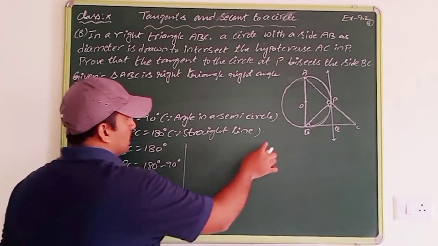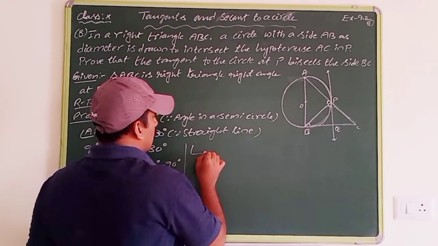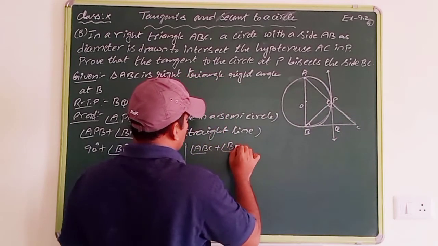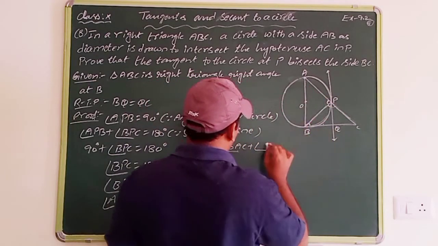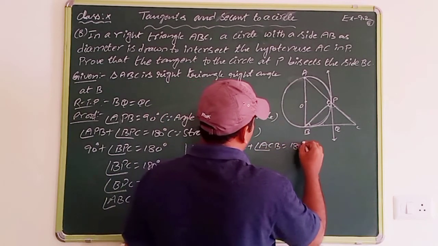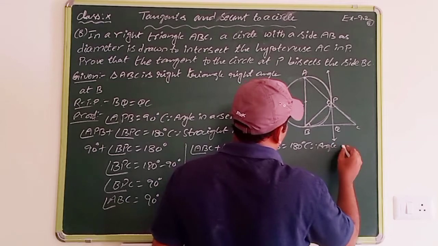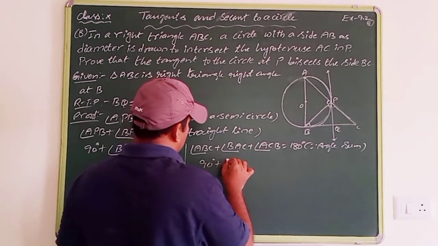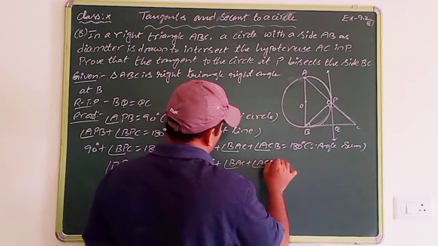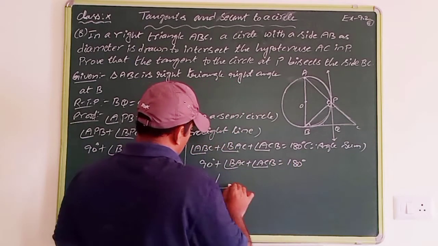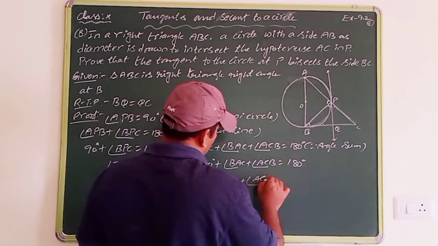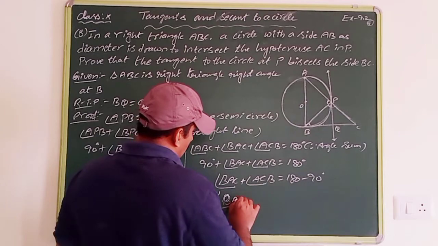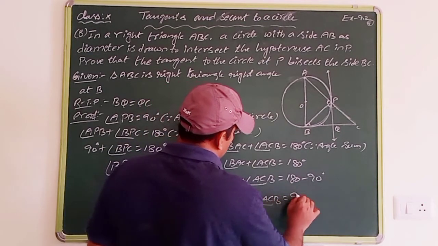So from the angle sum property, angle ABC plus angle BAC plus angle ACB equals 180 degrees. The reason is the angle sum property. So what is ABC here? 90 degrees plus BAC plus angle ACB equals 180. So angle BAC plus angle ACB equals 180 minus 90. So angle BAC plus angle ACB equals 90 degrees.